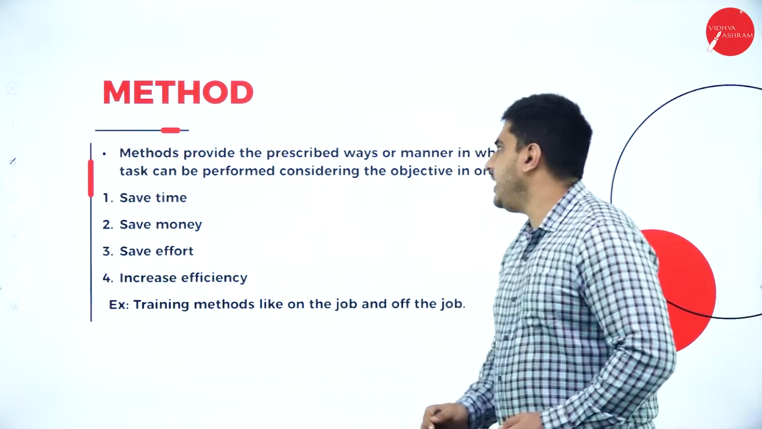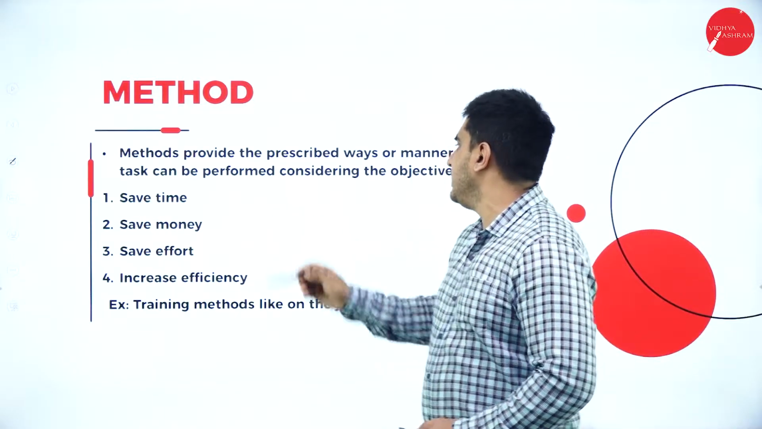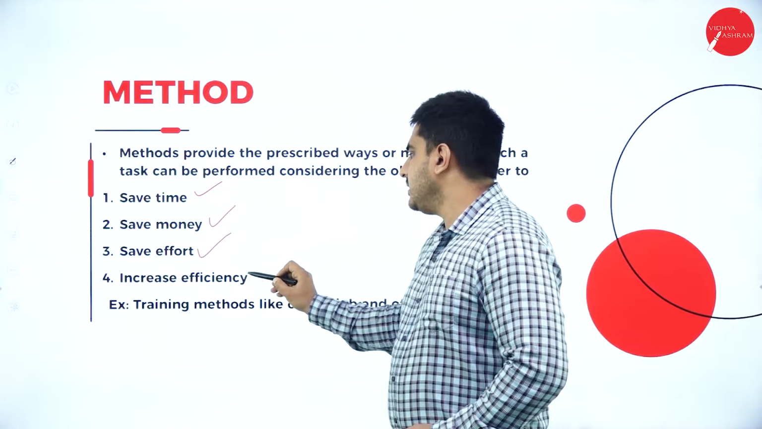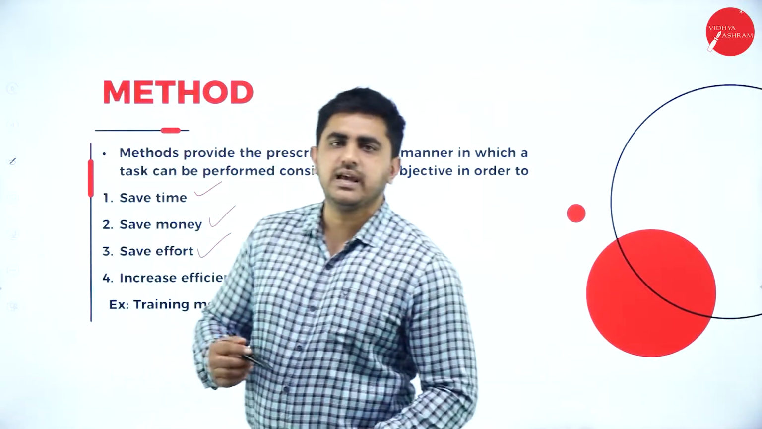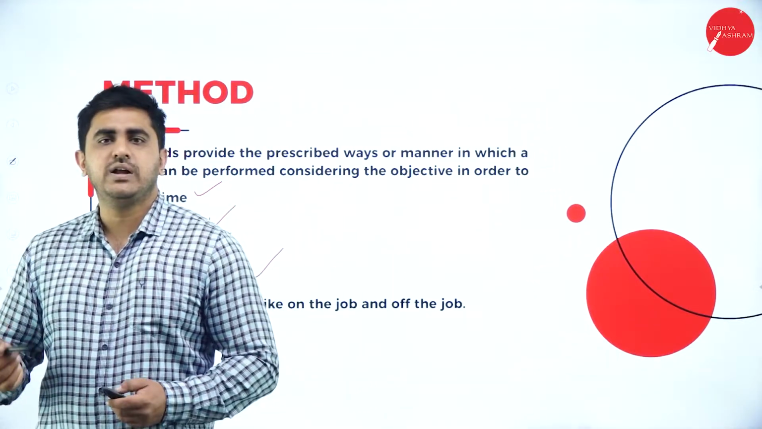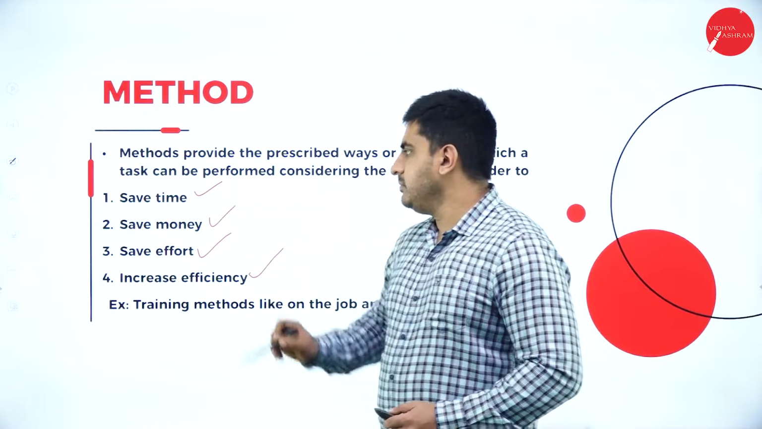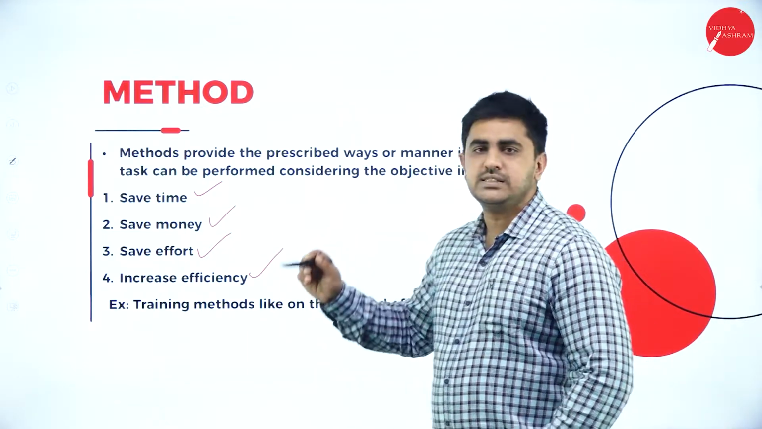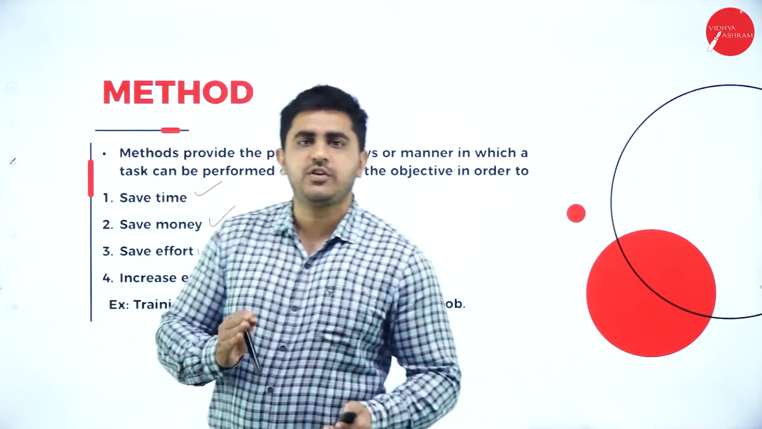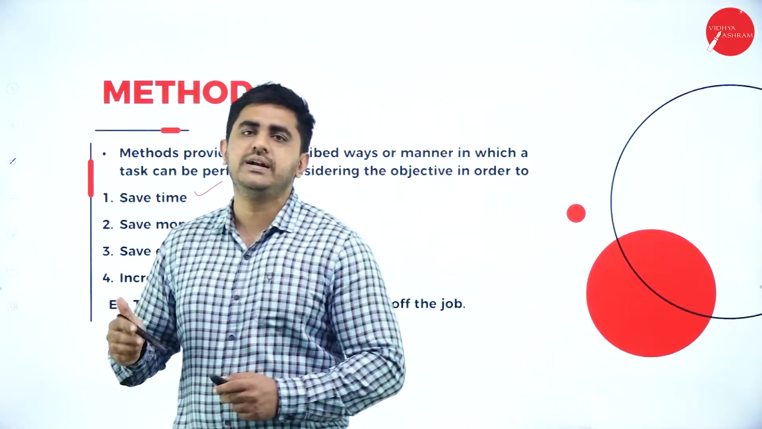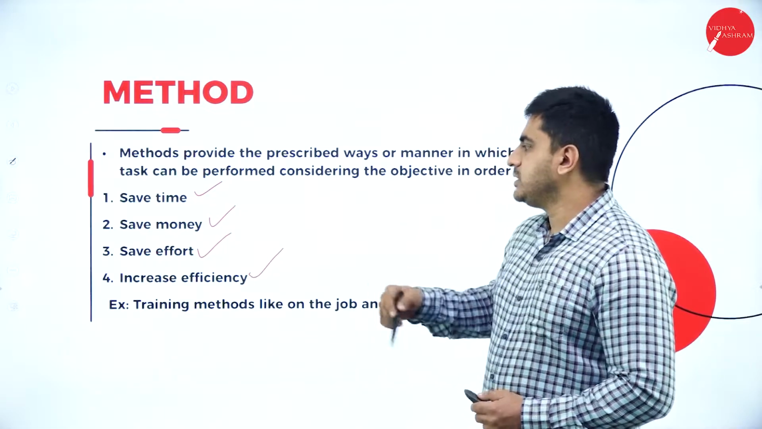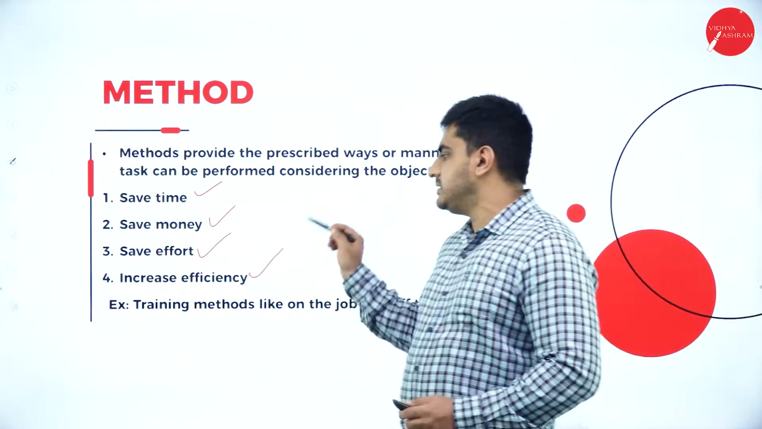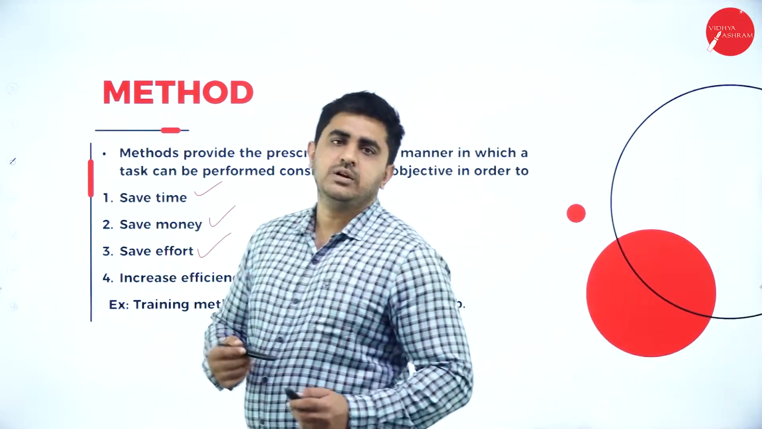Next is method. Methods provide the prescribed way or manner in which a task can be performed, considering the objective, in order to save time, save money, save effort, and improve efficiency. To produce a particular product, there will be different methods, but you should select one particular method that saves time, saves money, saves effort, and increases efficiency. Efficiency means you are making as little use of raw materials as possible and coming out with maximum, quality output. So when you select such methods, you can do well.